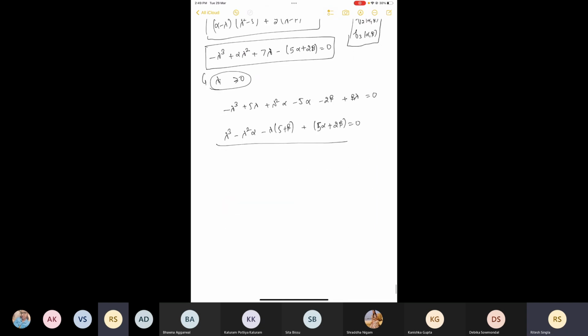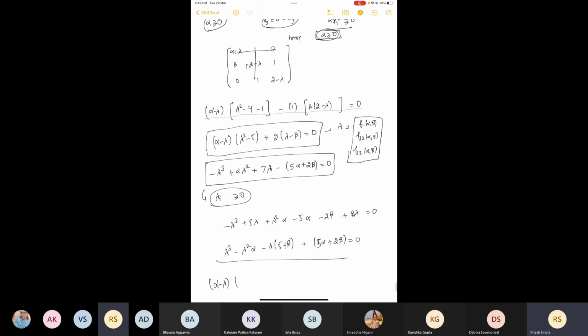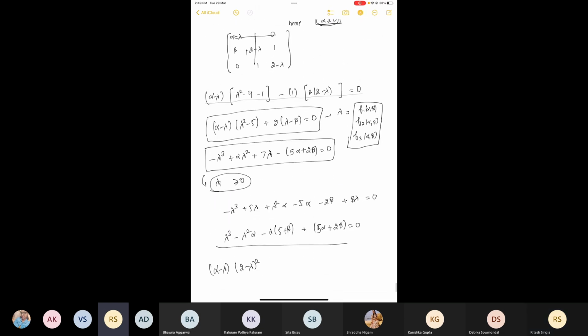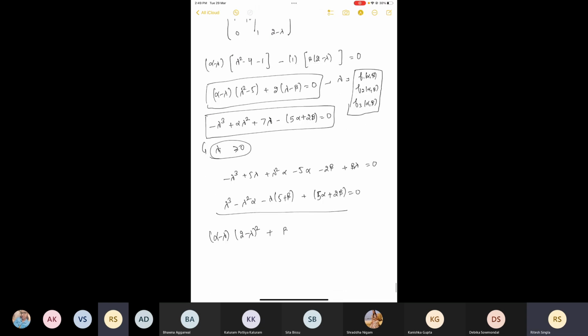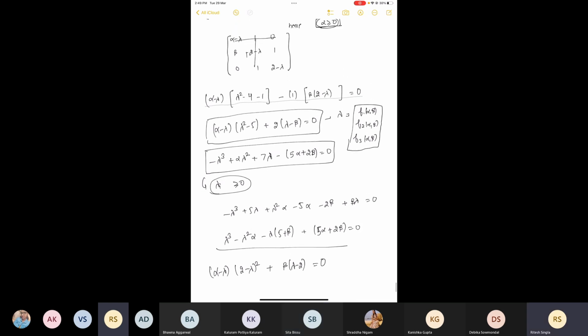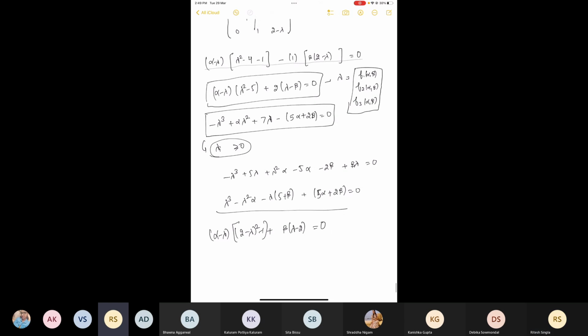Okay, let me do it again then. Alpha minus lambda. Then we have alpha minus lambda into (2 minus lambda) square, right? Plus beta into (lambda minus 2), isn't it? (2 minus lambda) whole square minus 1. Okay.